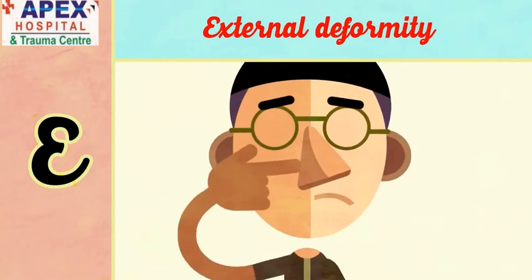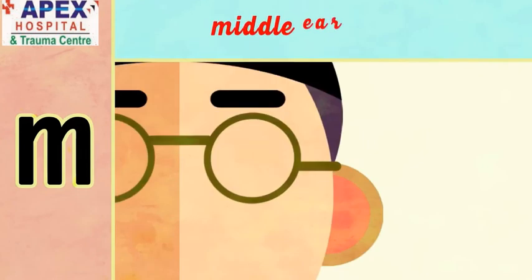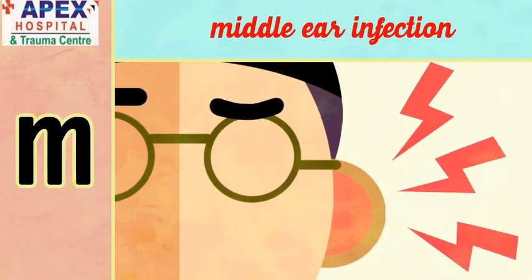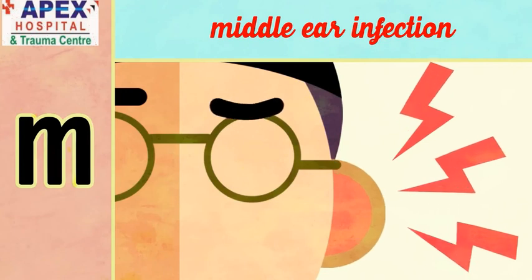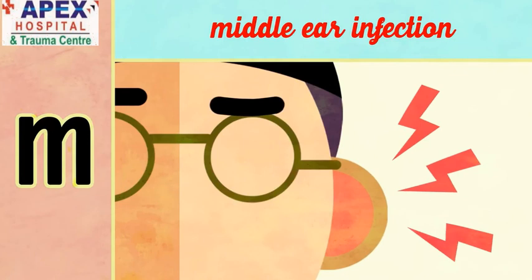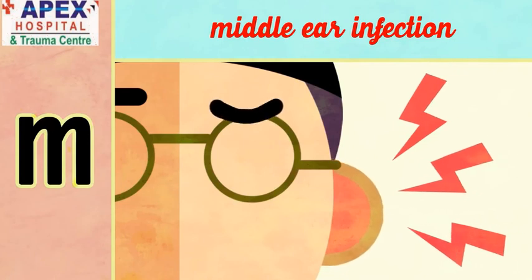E is for epistaxis, and again E is for external deformity, particularly in young females or males who are more conscious of this. M is for middle ear infection. DNS also predisposes to middle ear infection because the eustachian tube, which is the only drainage source of middle ear, opens in the nasopharynx, and DNS causes its obstruction resulting in middle ear infection.